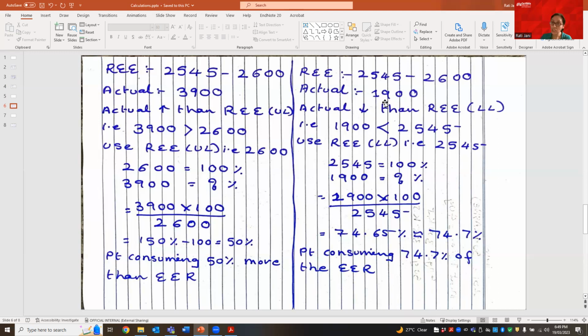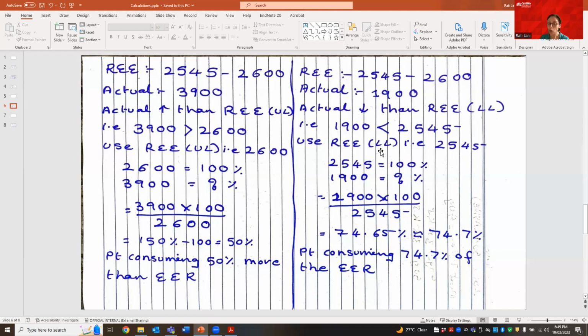He should have at least this much energy. But what is the patient having? He's having lower energy than the lower limit. Okay. So now what do you do? You use the lower limit for all of your calculations because the actual intake is lower than the lower limit of the recommended energy intake. Yes, your 1,900 is less than the lower limit, which is 2,545. Therefore, you will use the lower limit for your calculations.